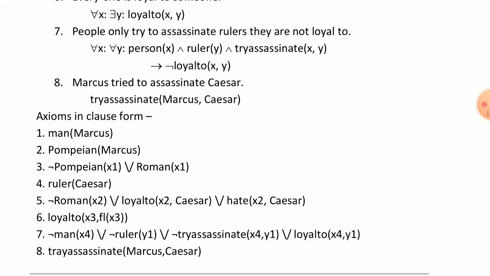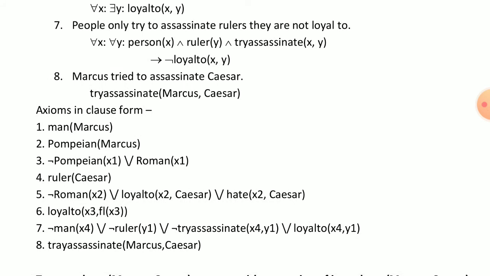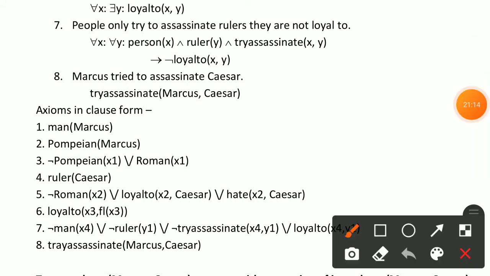In one sentence there are two possibilities given. So we can write the sentence like this: not man x4 or not ruler y1 or try assassinate x4 comma y1 or loyal to x4 comma y1. Okay, here we can take two different objects x4 and y1, then we can make the clause form.